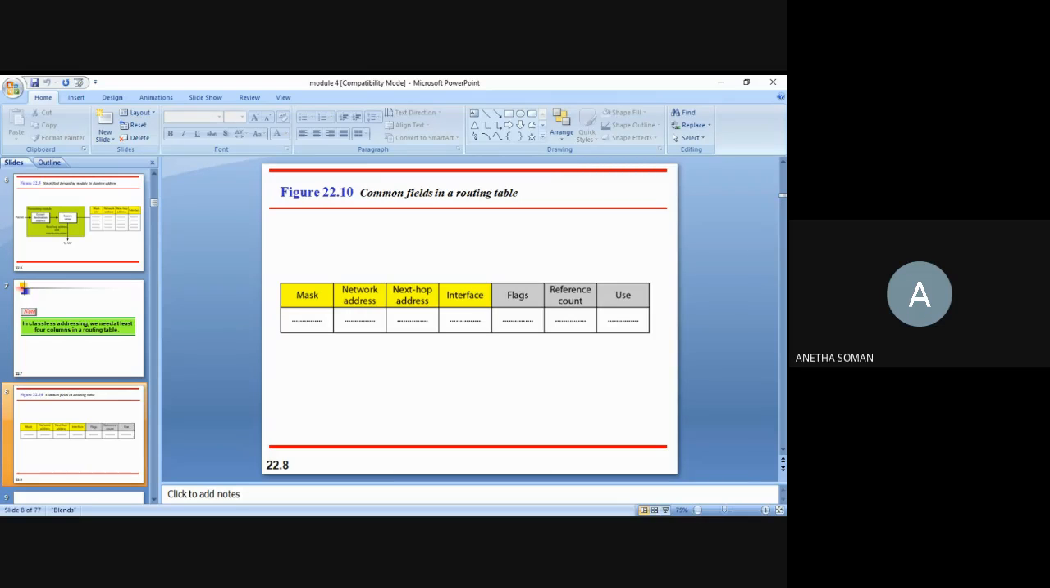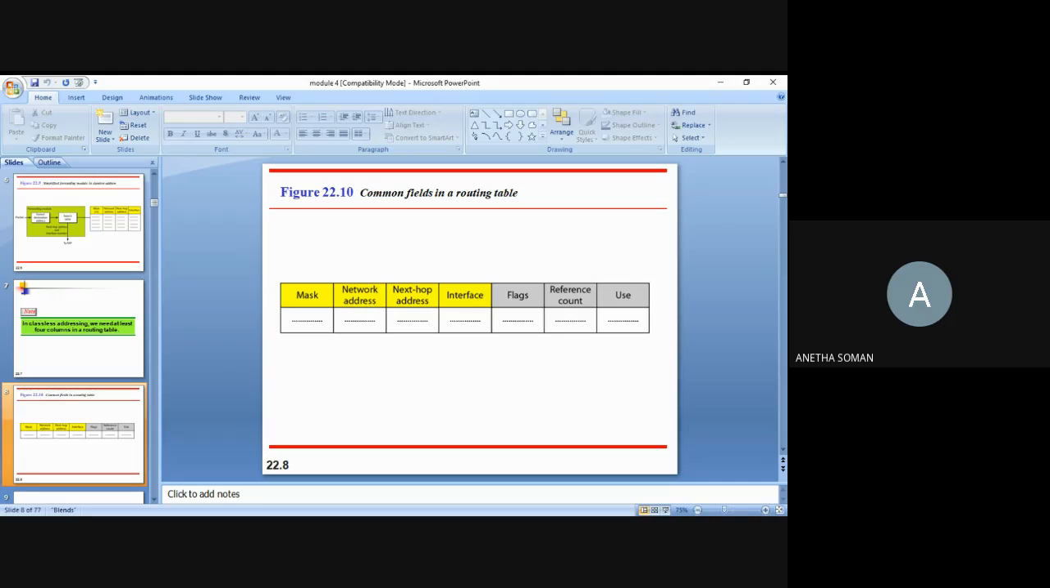Now the next field is the network address. This field defines the network address to which the packet is finally delivered. You should have a destination address. In order to deliver it to a particular host, you first have to reach the network, right? And that is denoted in the network address field. So the network address defines where the packet should be finally delivered, to which network it should be forwarded.